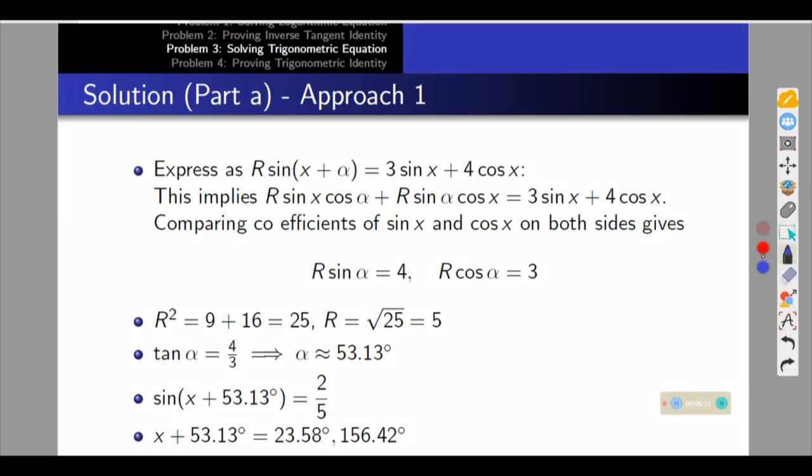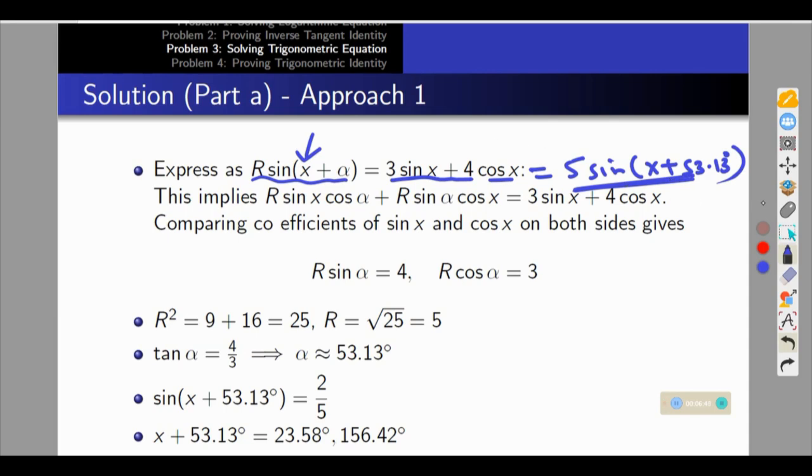So for that matter, we shall rearrange this. Where we have 3 sine of x plus 4 cos of x, we shall substitute it with this reduced form, r sine of x plus alpha, meaning that 3 sine x plus 4 cos x is the same as 5 sine of x plus alpha, that is 53.13 degrees. So it means our left hand side has been reduced to this.